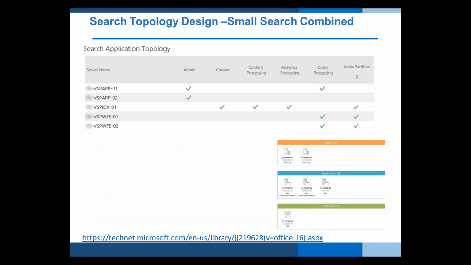So the overall goal of our search environment is to have the ability to mix and match as you need. So here's an example of how we manage search through central admin, and this is a typical search application topology. So we have the admin role running on 2 machines. If one fails, the other one can take over. We have our crawler running, our content processing, analytics processing running. We have query processing running across multiple machines, and then we have our indexes stored. So if one fails, the other one can take over.